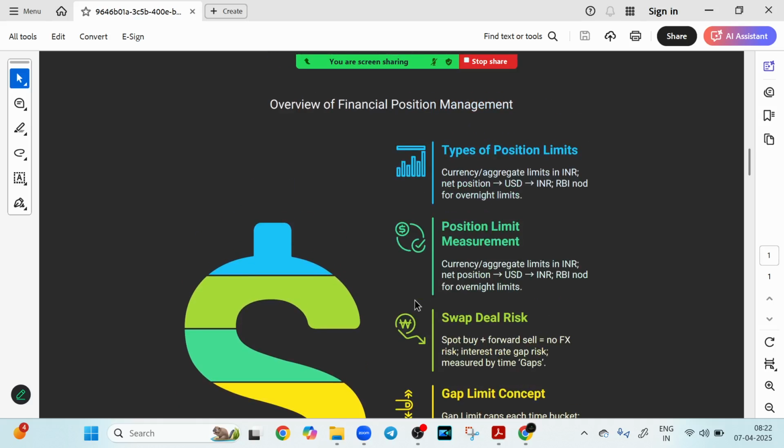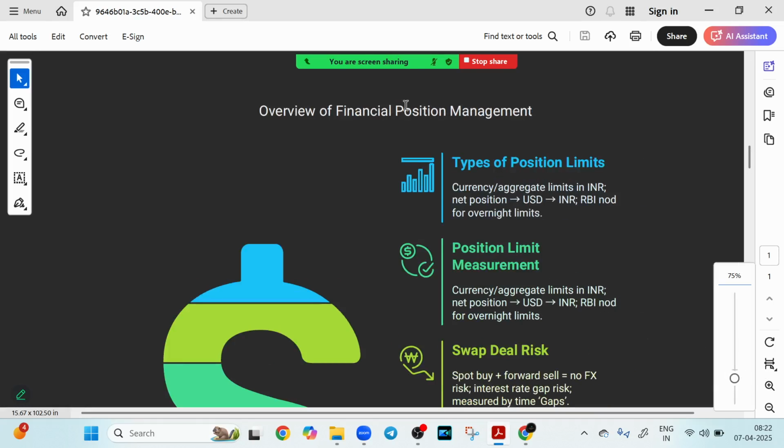Now friends, let's move to the overview of financial position management. Let's decode a financial position management framework, a crucial system that keeps a bank's forex and treasury exposure in check, within the regulatory comfort zone. First of all, types of position limit. Let me zoom in a little so that this picture becomes clear.